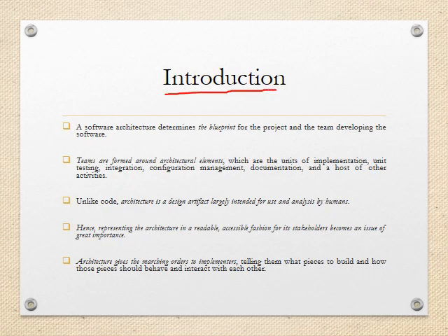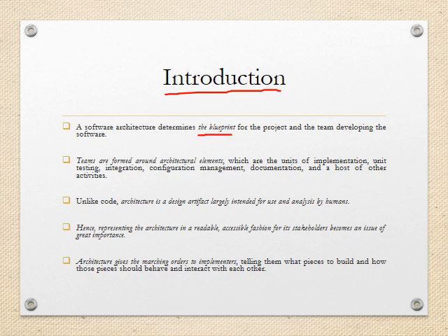Introduction. First, a software architecture determines the blueprint for the project and the team developing the software. When you develop software, you need a specific design or layout so you can develop your software based on this layout or design. We call it the architecture, or sometimes the blueprint of the project. Imagine that you are building a home. The first thing you will do is ask an engineer to print the layout for you or do the design for you.